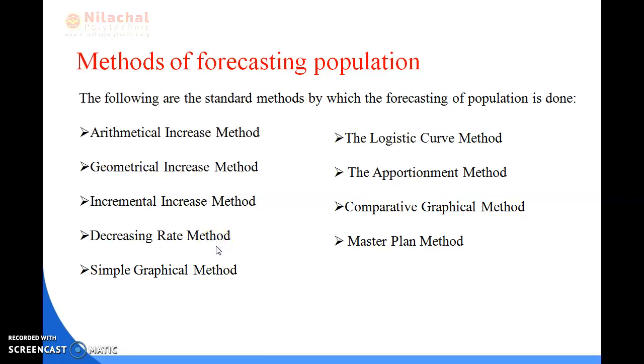Good morning everyone. Today we will be discussing methods of forecasting populations. We have discussed earlier and now we will be discussing the geometric increase method. In the previous slide I discussed the methods of forecasting populations and what those methods are.